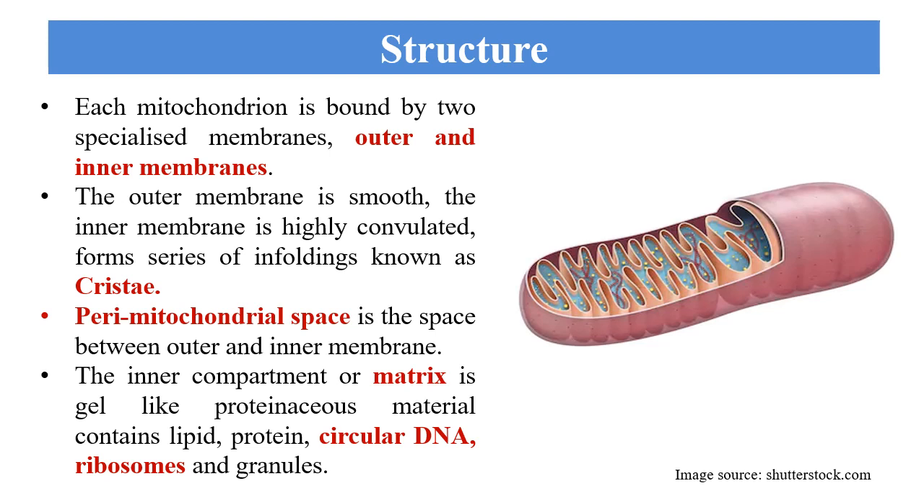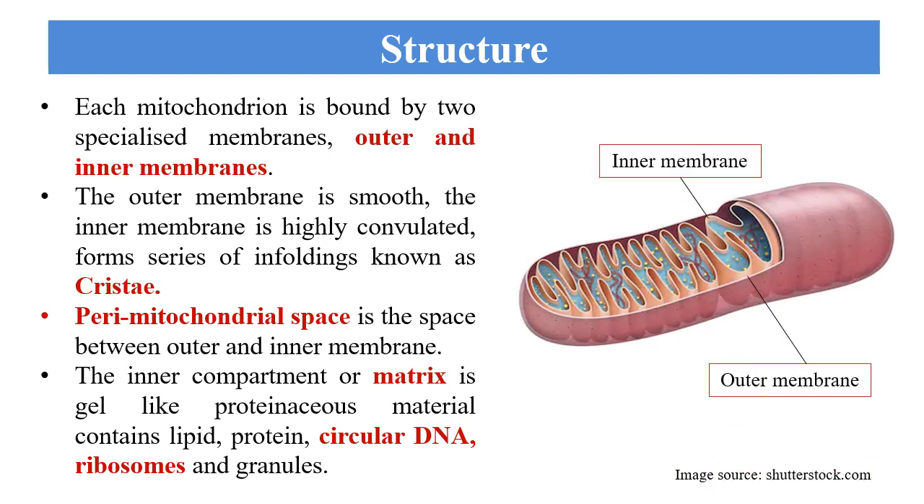Let us have a look at its morphology. Each mitochondrion is bounded by two specialized membranes, specially designed for the crucial functioning of the cell organelle. The two membranes are the smooth outer membrane and the highly convoluted or folded inner mitochondrial membrane. Each mitochondrial membrane is about 6 nanometers thick and of fluid mosaic ultrastructure. The series of inner membrane enfoldings are called cristae.